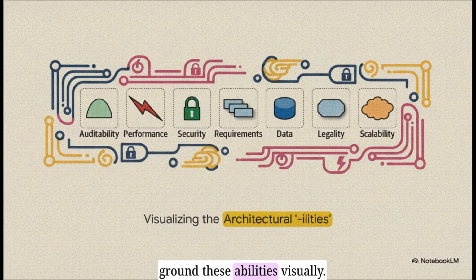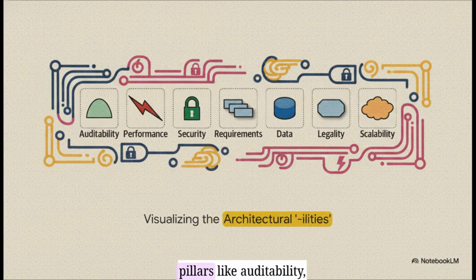Let's ground these abilities visually. When you're designing a system, you aren't just hooking up a button for a user to click. You're building the underlying structure to support specific operational realities. We're talking about crucial pillars like auditability, performance, security, and scalability. These are the cross-cutting structural elements that literally hold your system up under pressure.